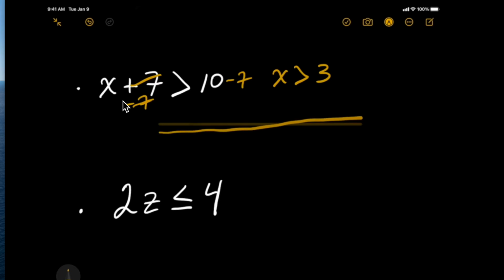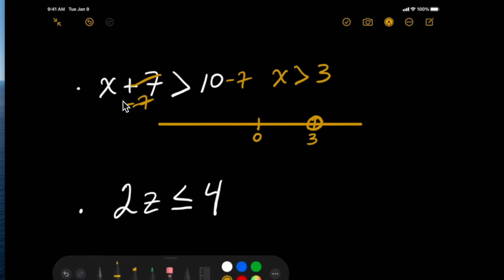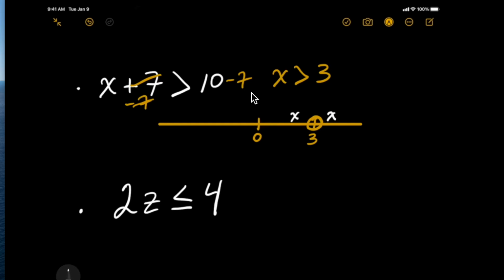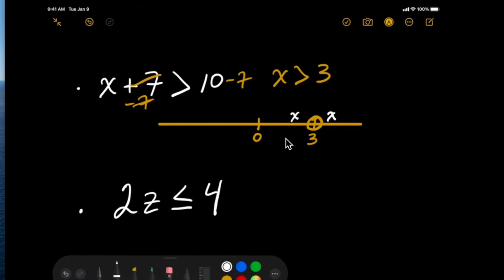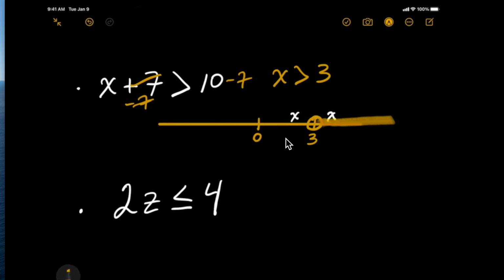Now we can go to our number line. 0 as a reference. We go to +3. We have an open circle because that is a greater than sign as opposed to greater than or equal. We put a miniature x on both sides of the circle. Then we go back to the problem. They're looking for x greater than 3. Which of these x's is greater than 3? The answer is the one on the right. That is where we shade. And then we discard this one.